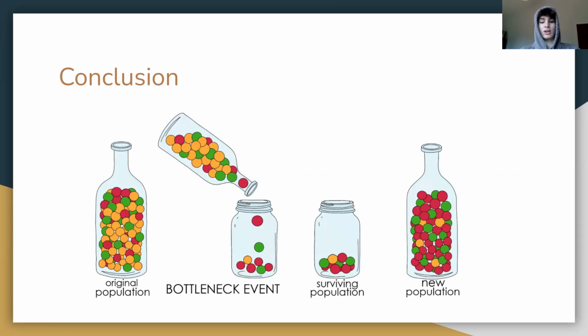So in conclusion, the loss of alleles after the bottleneck event changes the population into a new one because there is a lot of inbreeding among only the survivors. So the new population is a result of the genes of the surviving population.